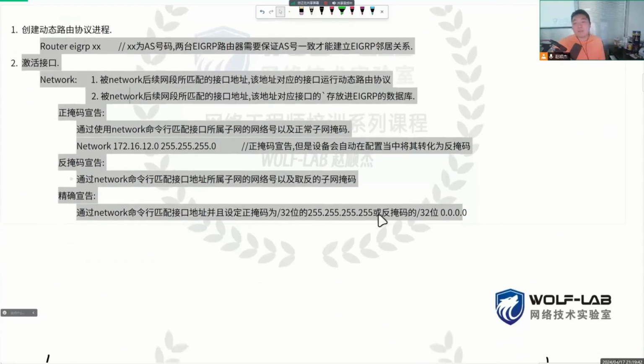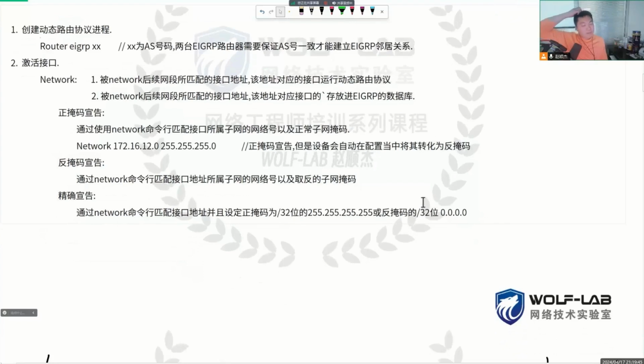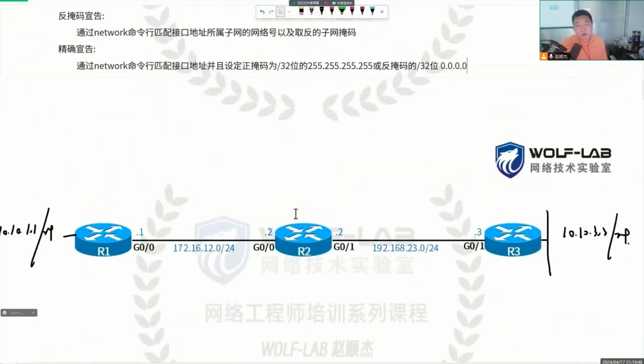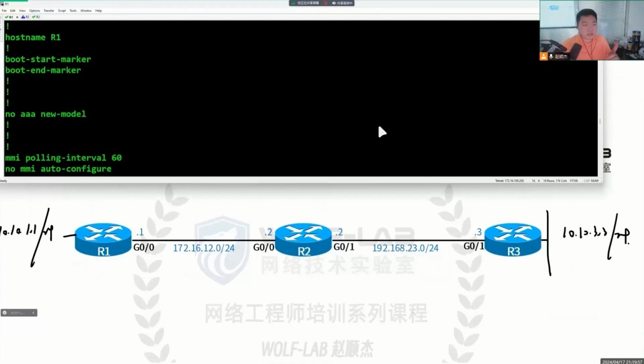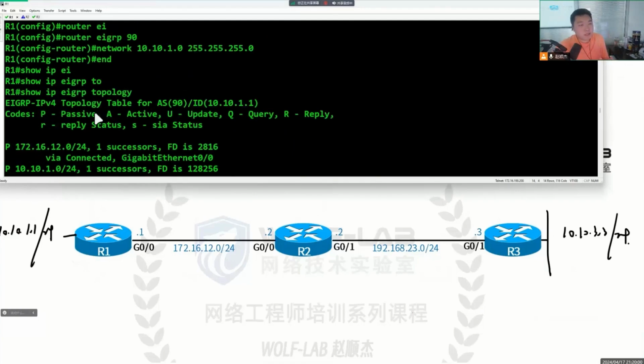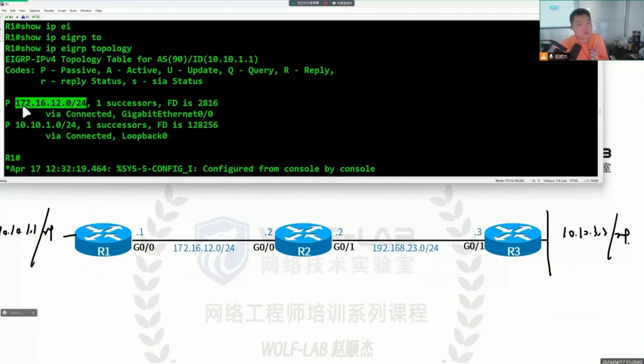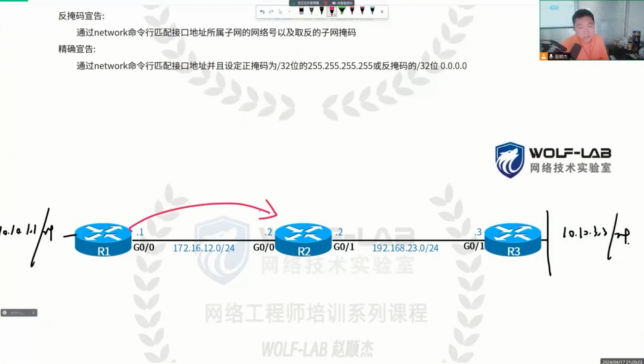Continue. Just now, we talked about the declaration. Now our entire network is running the EIGRP protocol. Okay, then R3. For example, start with R1. It will put its direct routes, the interface's direct routes, into the database: 172.16.12.0 and 10.10.1.0. Students need to pay attention. Isn't it about exchanging database entries? Will R1 announce its own 172.16.12.0 direct route to R2?